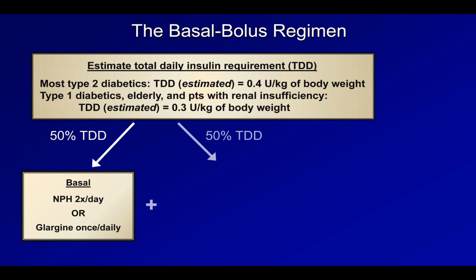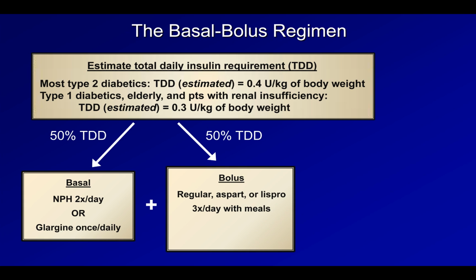The other 50% of the total daily dose will be for bolus insulin, divided into 3 equal doses for each meal. Regular, aspart, or lispro insulin can be used, with regular given 30 minutes prior to the meal and others given immediately prior.